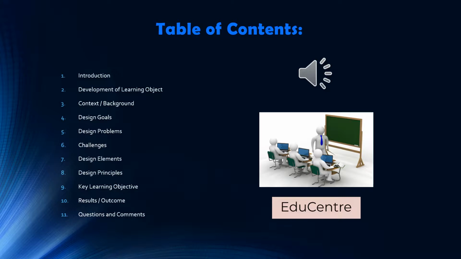An introduction, development of the learning objective and how we created it, the context and background of our teaching elements and how it aligns with graphic design and the team design goals, design problems and challenges, what elements and principles we've used, our key learning objective and our objective, what we want to see as an outcome for our goal as a teaching concept, and also corresponding with learning objectives that we've learned within the course, results, and then any questions and comments that you guys have.